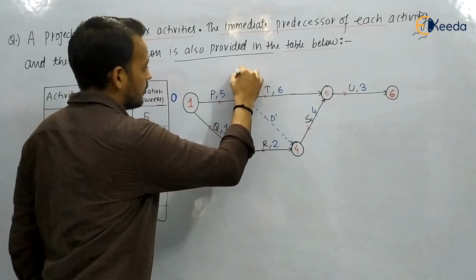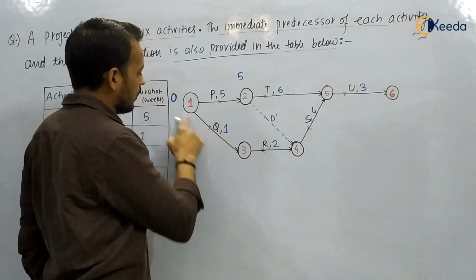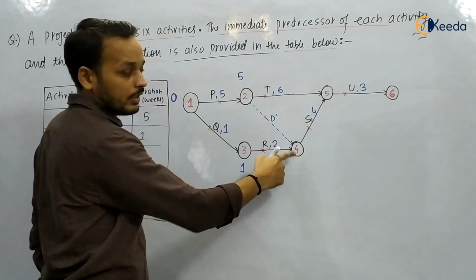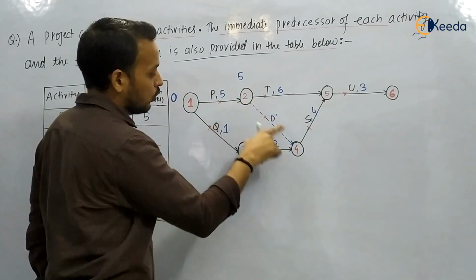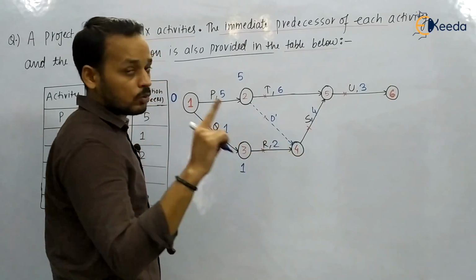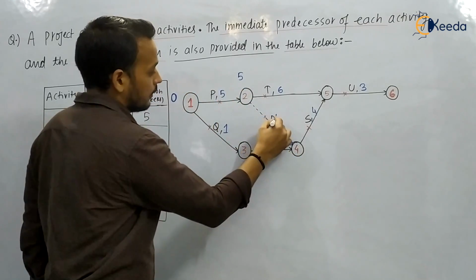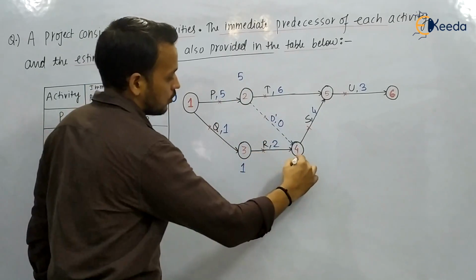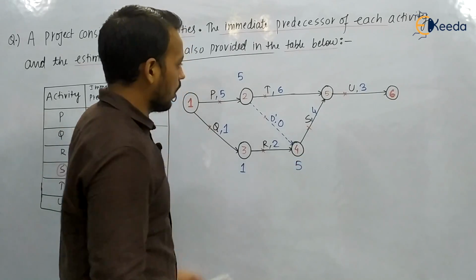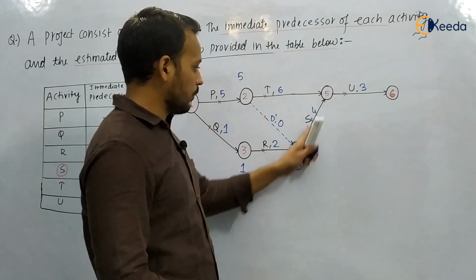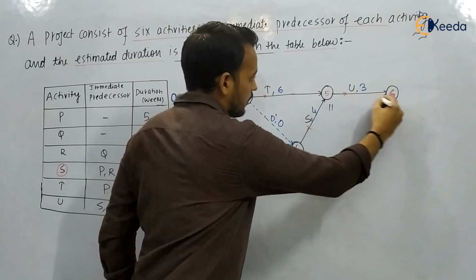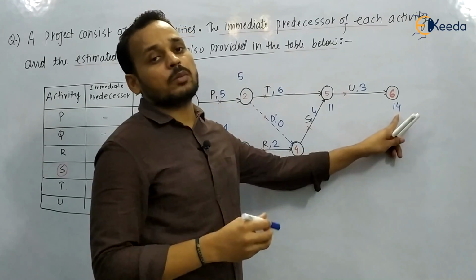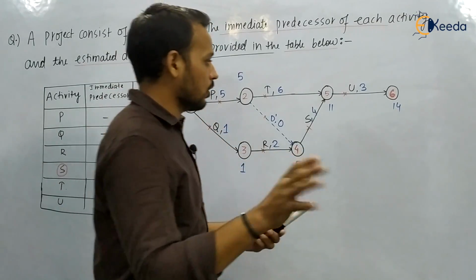0 plus 5, this is 5. Now 3: 0 plus 1, this is 1. Now 4. At 4 we can reach in 2 ways, from 2 to 4 or from 3 to 4. So we will calculate both the paths. 5 plus 0 for the dummy, this is 5, and 1 plus 2, 3. So the maximum is 5. Now 5 plus 6, 11, and 5 plus 4, 9. So we have got 11. 11 plus 3, this is 14. It means if they are asking what the project completion time is, we will simply say 14. But this has not been asked.